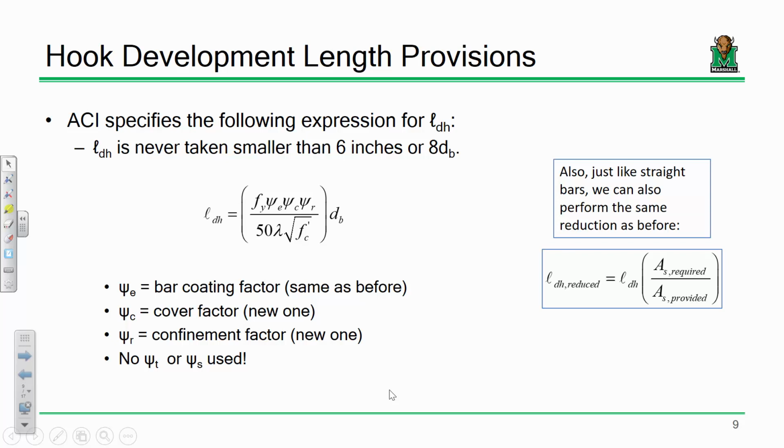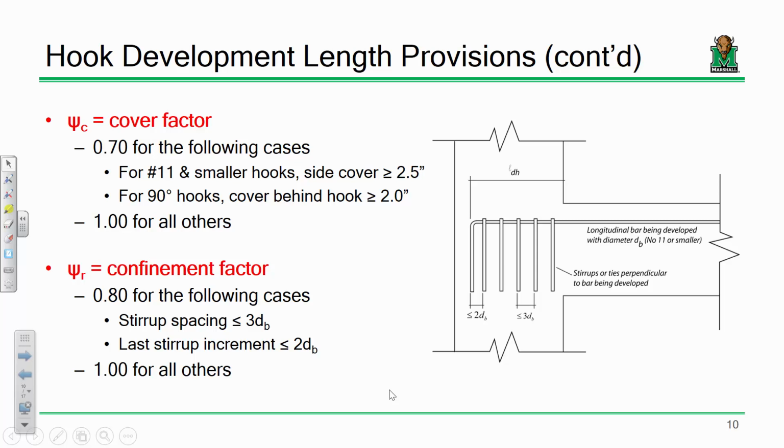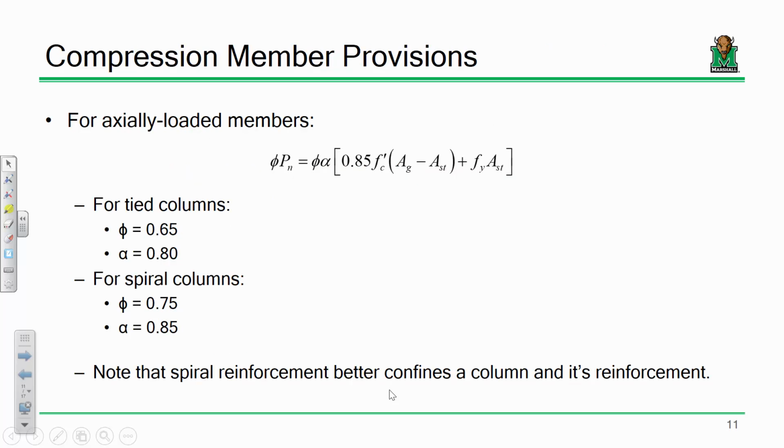The development length expression for hooks. So here's the expression. All the factors that are included, which is basically the epoxy coating factor, is the same. You can also reduce that appropriately. Cover factor and confinement factor, all on one slide. I know there's a lot more slides with this exam review, but it's really just because there's a lot of pictures and a lot of code provision stuff that you can pretty easily transcribe onto an 8.5 by 11.